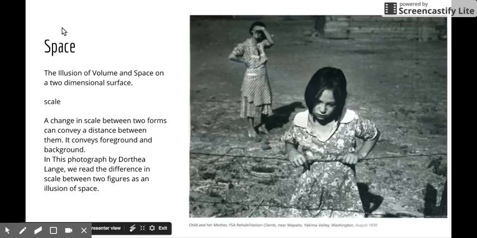Okay, let us look at the illusion of volume and space on a two-dimensional surface. There are four ways we can do this. First is scale. A change in scale between two forms can convey a distance between them. It conveys a foreground and a background. In this photograph by Dorothea Lange, we read the difference in scale between two figures as an illusion of space.